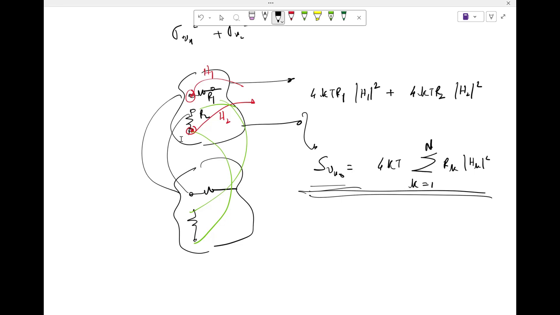This is fundamental for any circuit, or rather, I should say, for any LTI circuit so far. This is only LTI. We have not really considered noise folding from multiple frequencies.